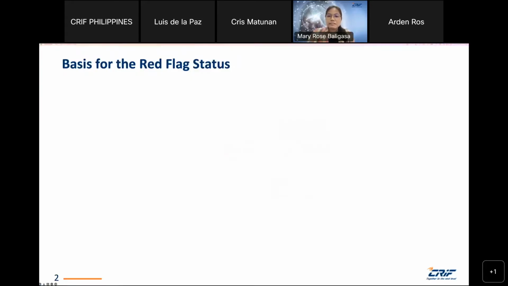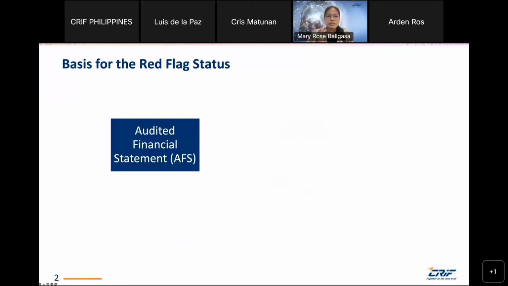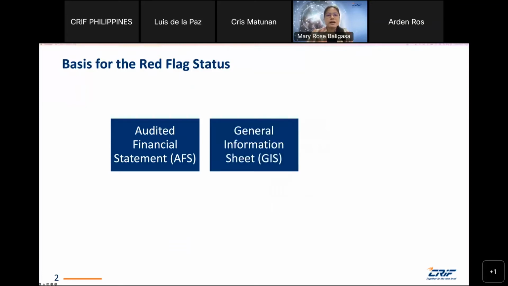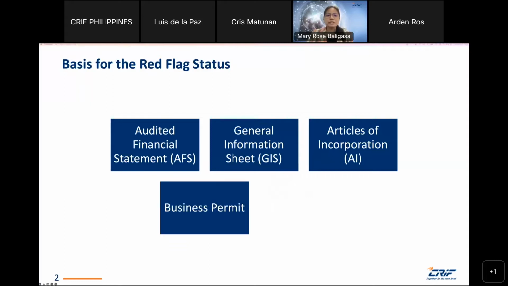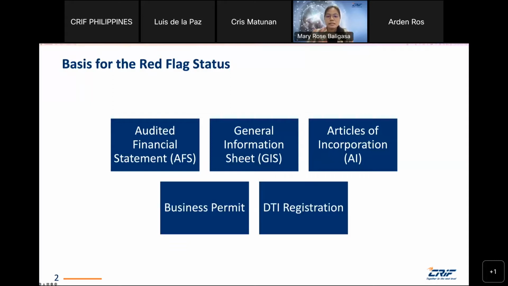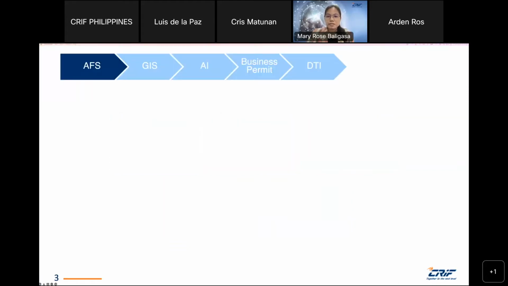Since we receive several documents, either from the subject company or from the local registries, we summarize the basis of our red flag in several documents. These are the audited financial statements or AFS, the general information sheet, the articles of incorporation, business permit, and the DTI registration. The first document that we will take a look at is AFS or Audited Financial Statements.